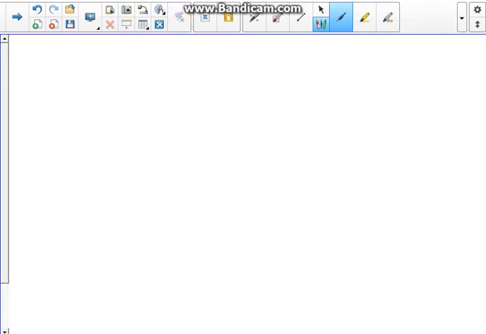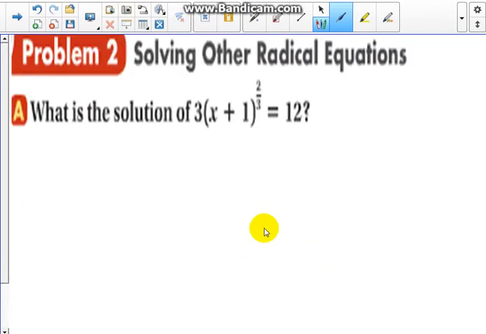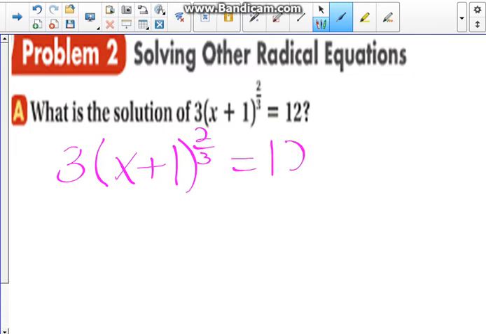So let's take a peek at our next problem. We have, what is the solution of 3 times the sum of x plus 1 all to the 2/3 power equal 12. So the first thing I'm going to do is decide what am I leaving, and I'm going to leave the most complex thing, this right here. And I'm going to get rid of everything else, so our problem becomes easier to work with.